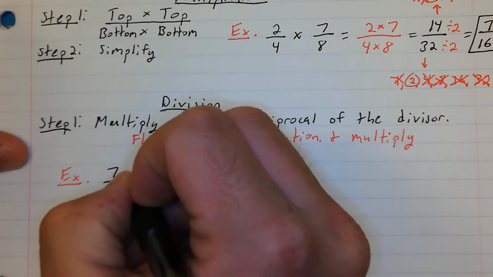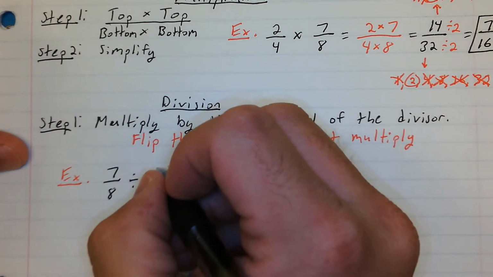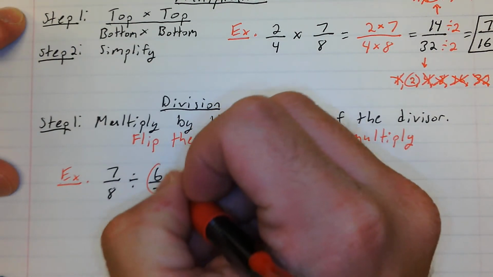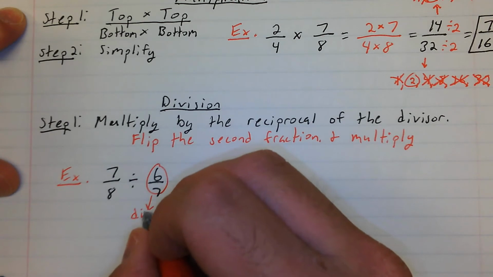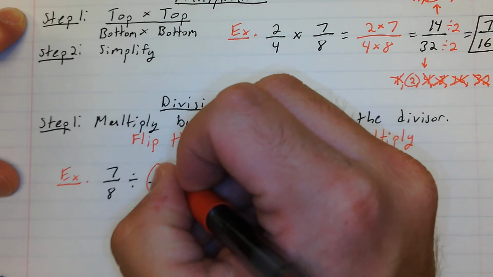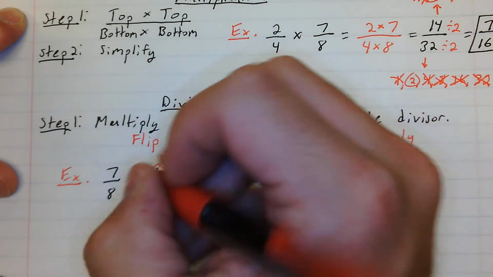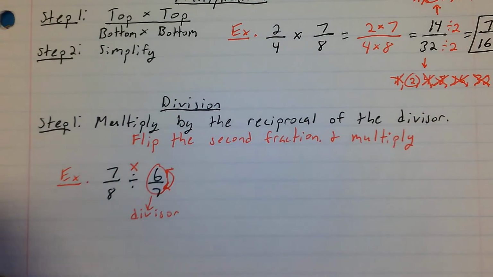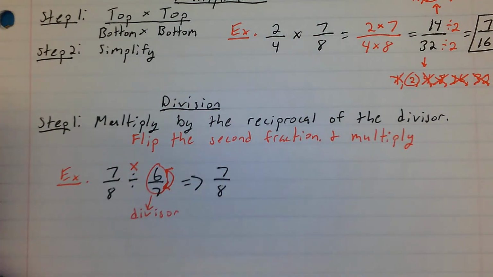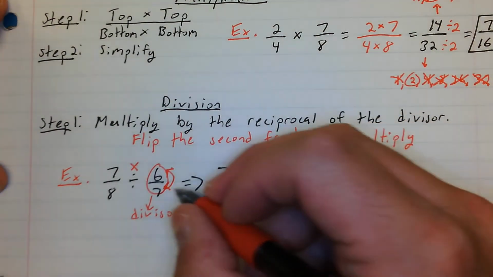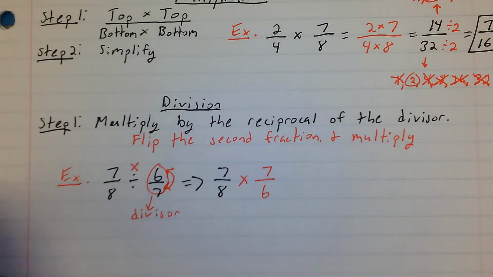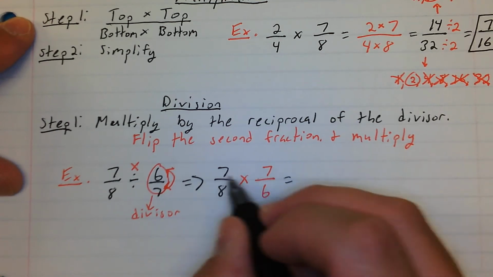7/8 divided by 6/7. So we're going to flip the second fraction. So this fraction right here is what we would call the divisor. It's the second fraction. It's what we're dividing by. We are going to flip it top to bottom, bottom to top. And we're going to change the division to multiplication. So this is what it's going to turn into. It's going to turn into 7/8 times, instead of 6/7, it's going to be 7/6. And then all we need to do here, guys, is follow multiplication rules.